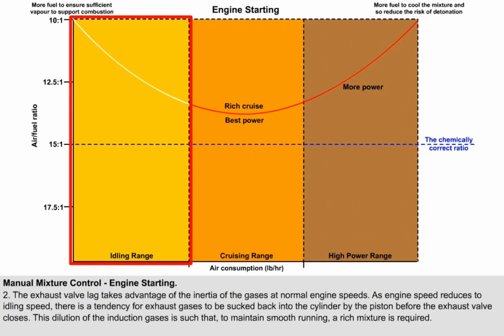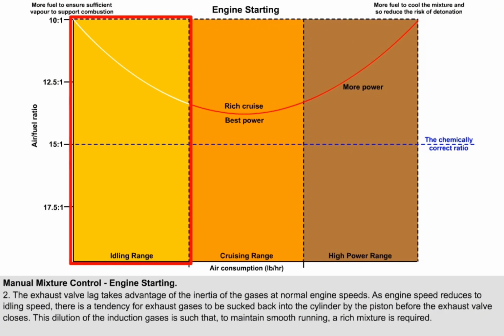The second reason concerns the valve timing. As we've already learnt, the exhaust valve timing is given a certain amount of lag, so that full advantage can be taken of the considerable inertia of the gases at normal engine speeds to obtain efficient scavenging of the burnt gases, and to give impetus to the incoming charge.